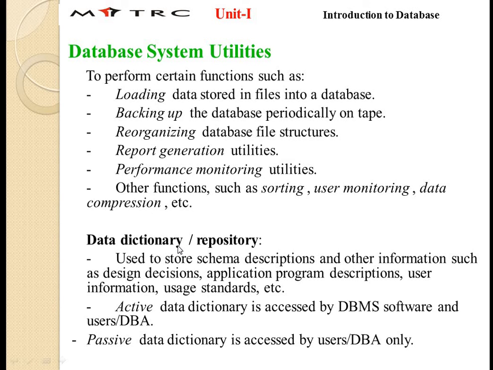Next is the data dictionary or the repository. We are having certain types of data dictionary and repository also that work. It is used to store the schema description and other information like the design decision, application program description, user information. Similarly, it is of two types, active and passive. The active data dictionary is accessed by the DBMS software and by the user, while the passive data dictionary is accessed by the DBA only. So this is the active and passive difference, that the active is accessed by the DBMS and the DBA both, while passive is being used by the DBA only.